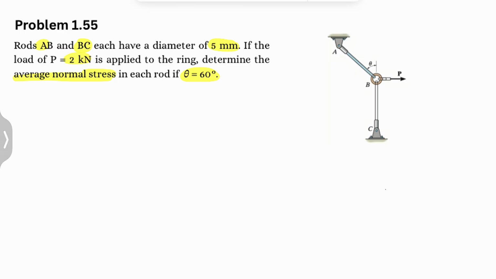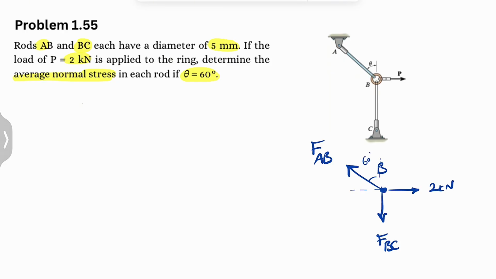So we're going to go with our equilibrium assumption, and obviously these two rods will be in tension, so we're going to draw the free body diagram for this particle at point B. This is our point B. We have the P, which we know is 2 kilonewtons. We have the force in BC, you can call it FBC, and this will be FAB, knowing that this angle here is 60 degrees.